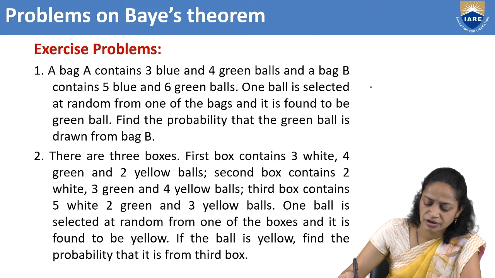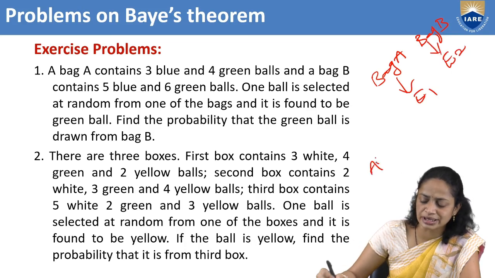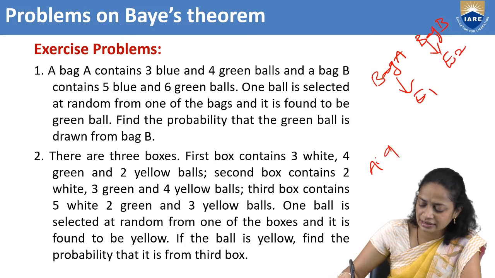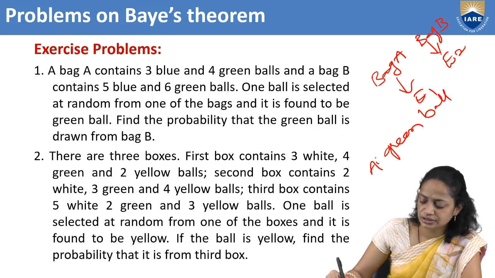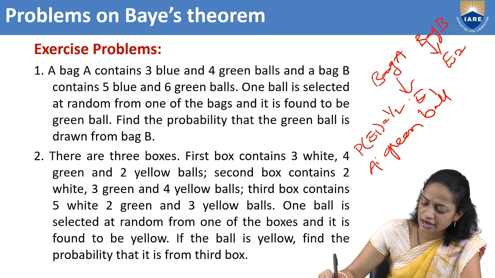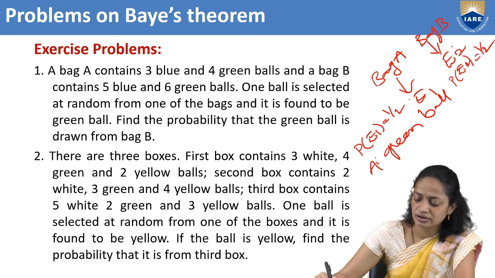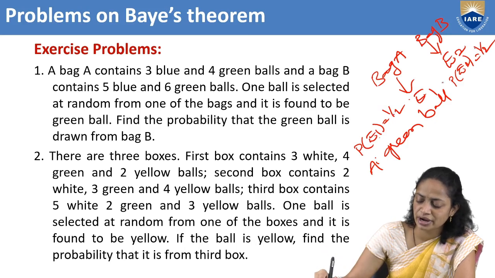So here we have two bags, that is bag A and bag B. Let us consider this is event E1 and this is event E2. So what is A? A is the event of selecting a green ball. So what is probability of E1? Probability of E1 is 1 by 2 and probability of E2 is also 1 by 2. I think all of you know that here we have two bags, and from that we have to select one bag. So that's why P of E1 is 1 by 2 and P of E2 is 1 by 2.